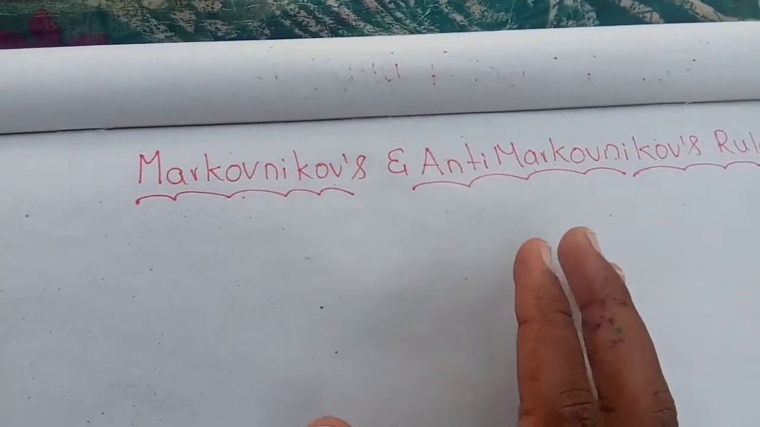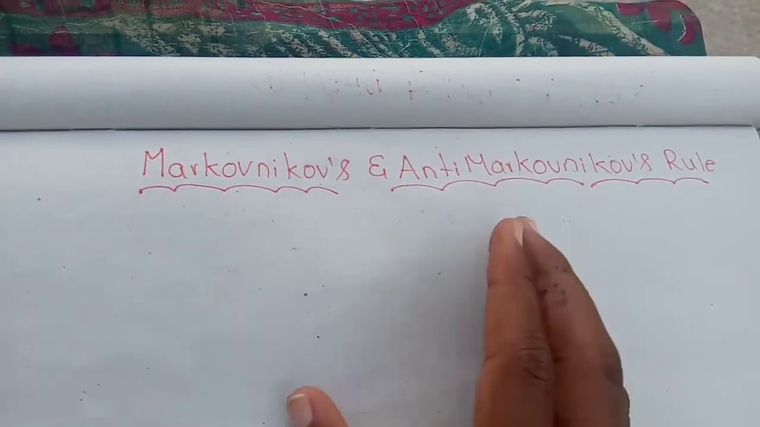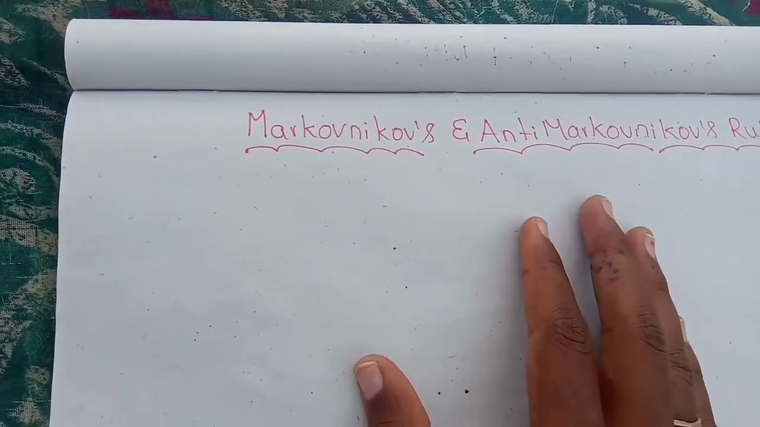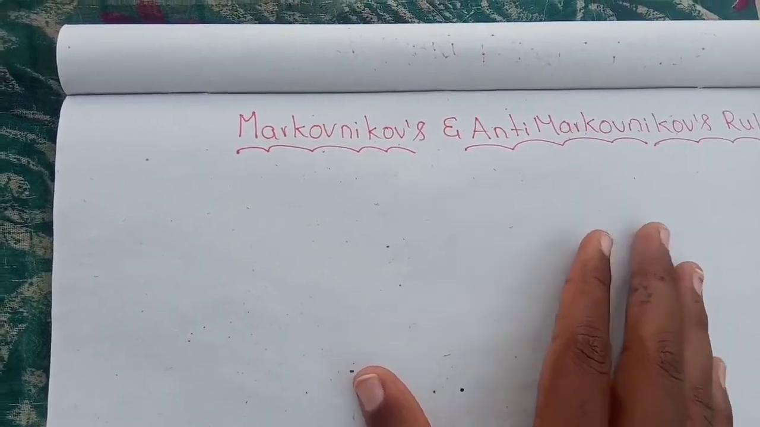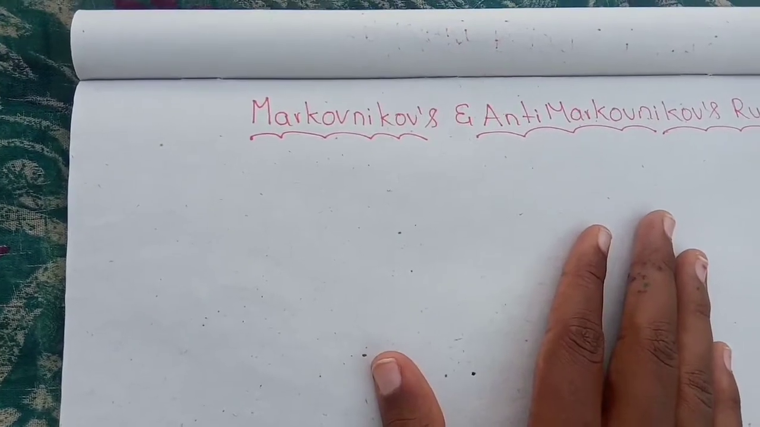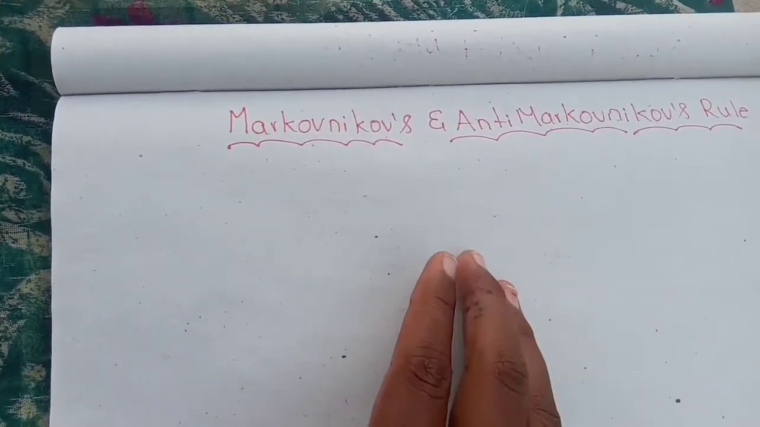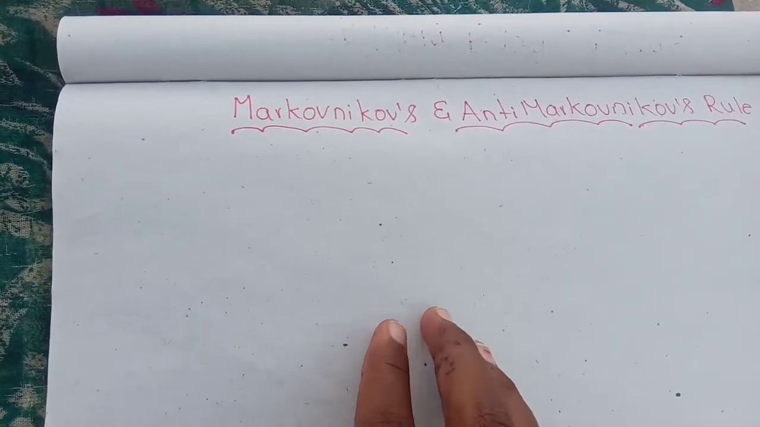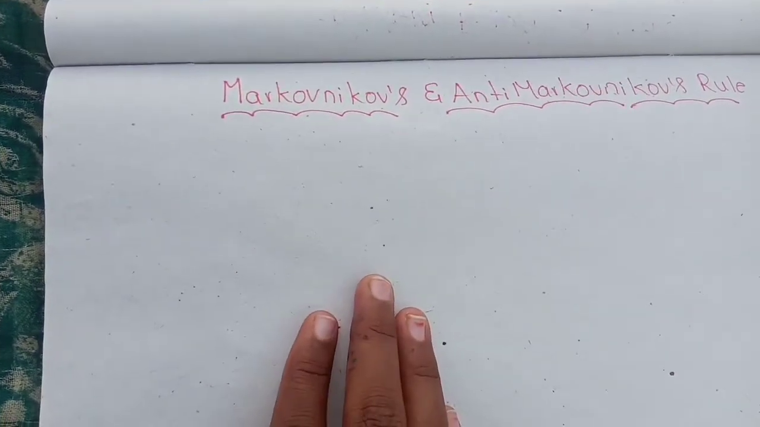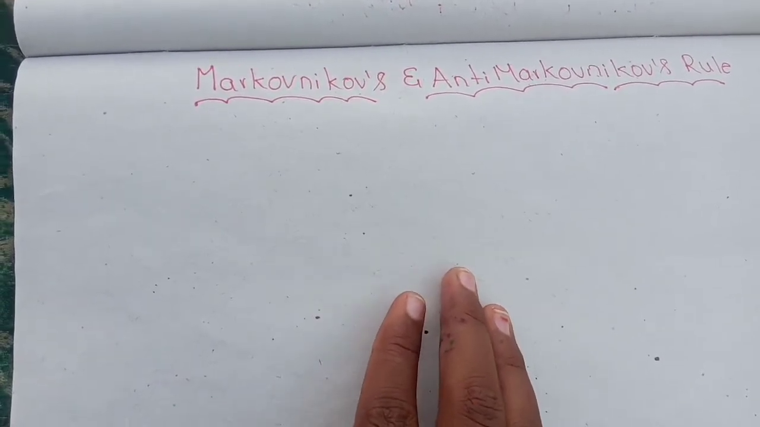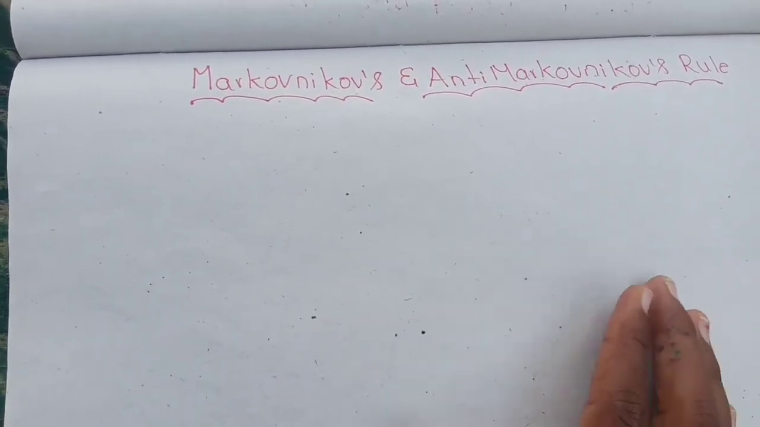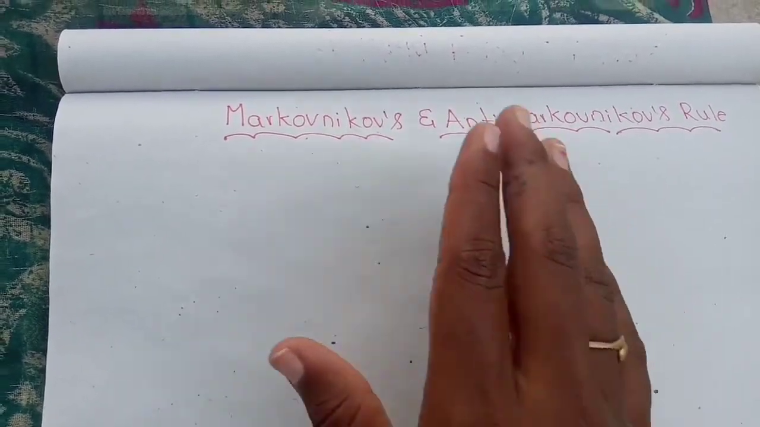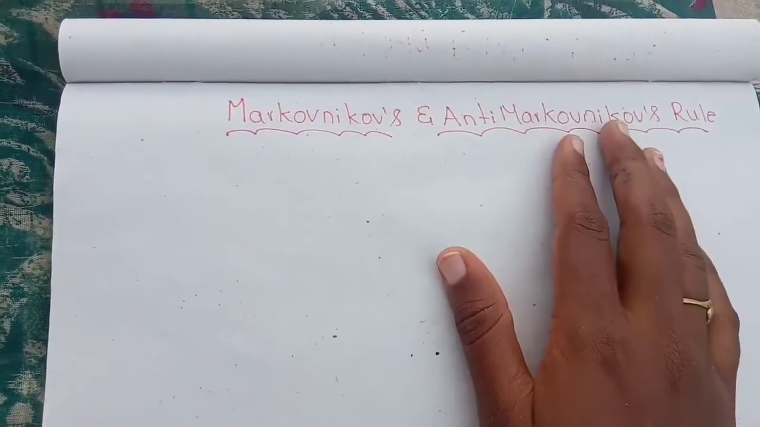Hello friends, in my previous video I already explained the addition reactions of alkenes. For symmetrical alkenes there is no problem at all, but to perform the addition reactions for unsymmetrical alkenes, they should follow two specific rules: Markovnikov's rule and anti-Markovnikov's rule.